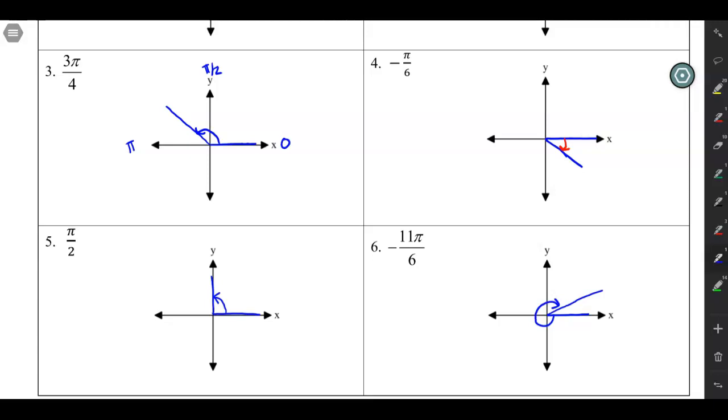And one thing that I thought about when I was doing this is that 11 pi over 6 might be kind of hard for me to visualize. But I know that 2 pi is the full circle. So I'm going to change that 2 pi into sixths, just so I know how many sixths is a full circle. And that tells me that 12 pi over 6 is going to be the full circle around. So if I'm just going 11 pi over 6, it means I'm going to be going almost all the way around the circle, but I'm just missing 1 pi sixth. So that's why I stopped just right before.